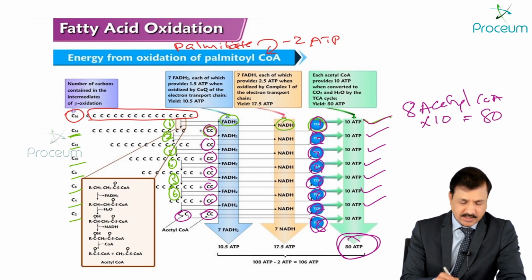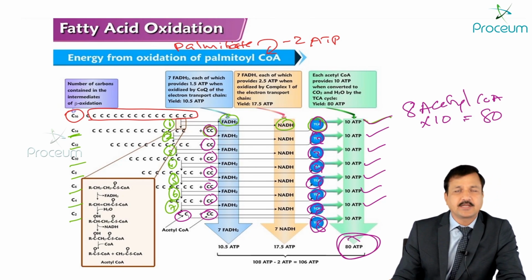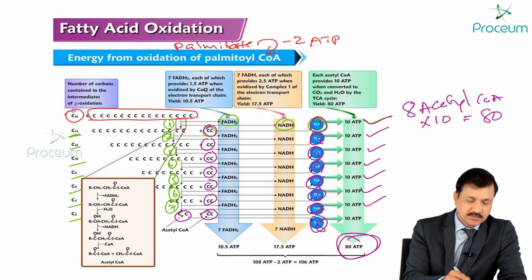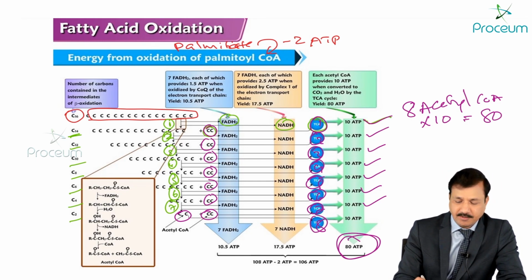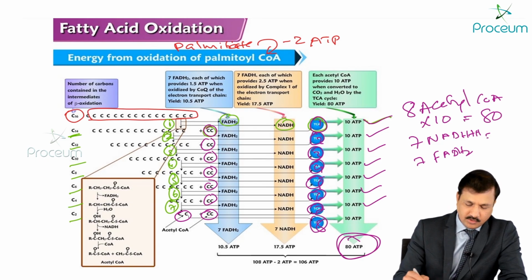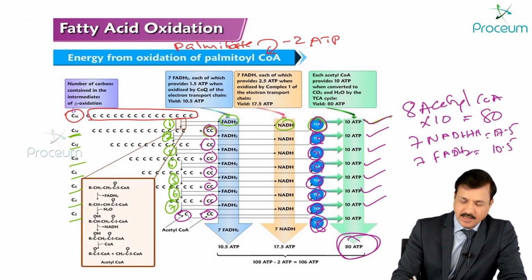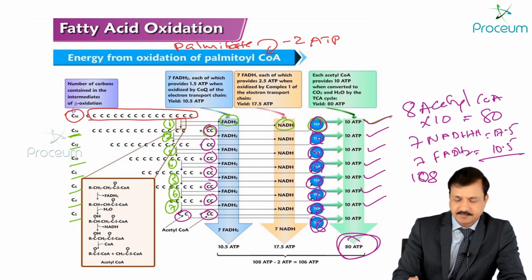And now there are 7 spirals, so it took 7 spirals to break the 16 carbon palmitic acid into 8 acetyl-CoAs. So let's calculate ATP from there. 7 spirals means 7 NADH plus H plus 7 FADH2. 7 NADH will give you 17.5 ATP. 7 FADH2 will give you 10.5 ATP. If we add all these numbers together, we are going to get 108 ATPs.